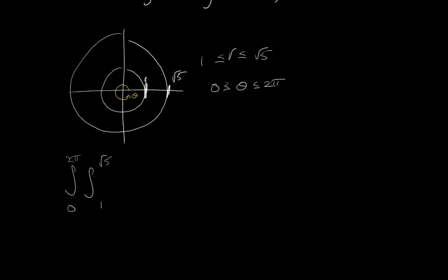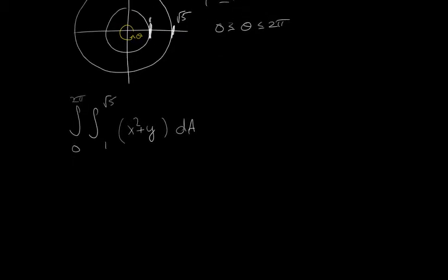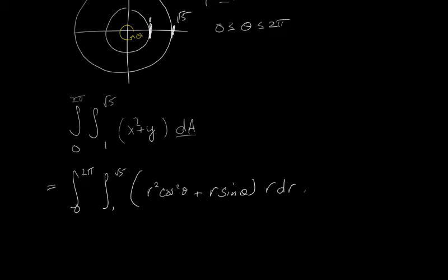All right, and then our function that we're integrating was x squared plus y, and we're integrating that with respect to the area. Well, we're converting this to polar coordinates. So we need to change x and y to polar coordinates, and then dA is going to be r dr d theta. So this is our integral from 0 to 2 pi, integral from 1 to root 5 of x squared plus y. So x squared is going to be r squared cosine squared of theta. Y is r sine of theta. And then dA is r dr d theta.